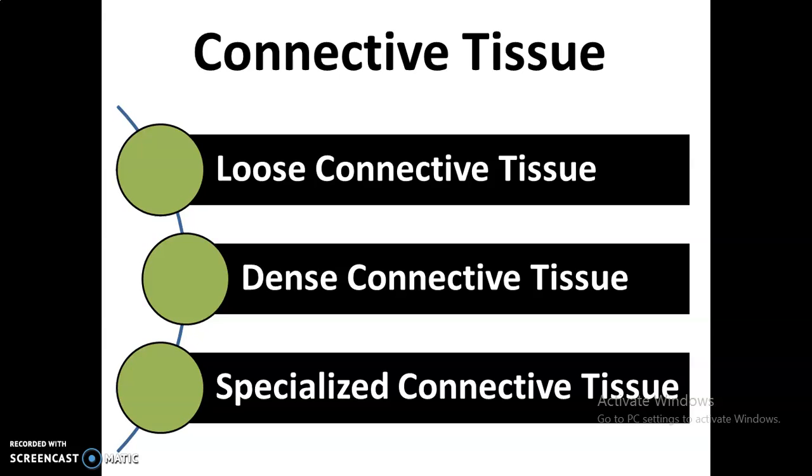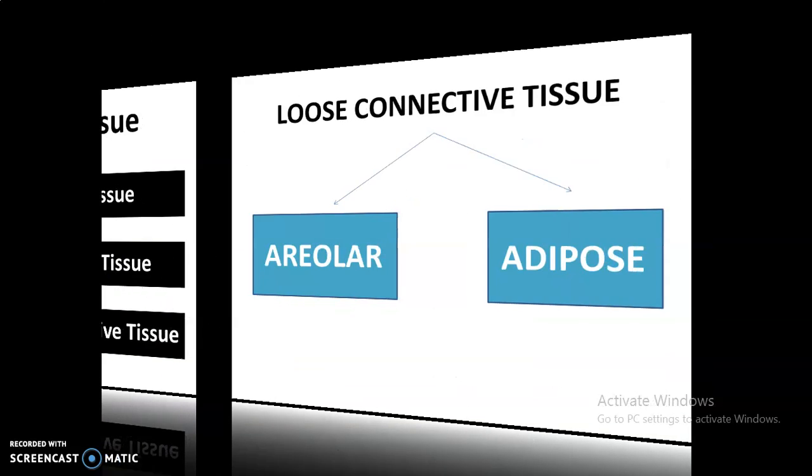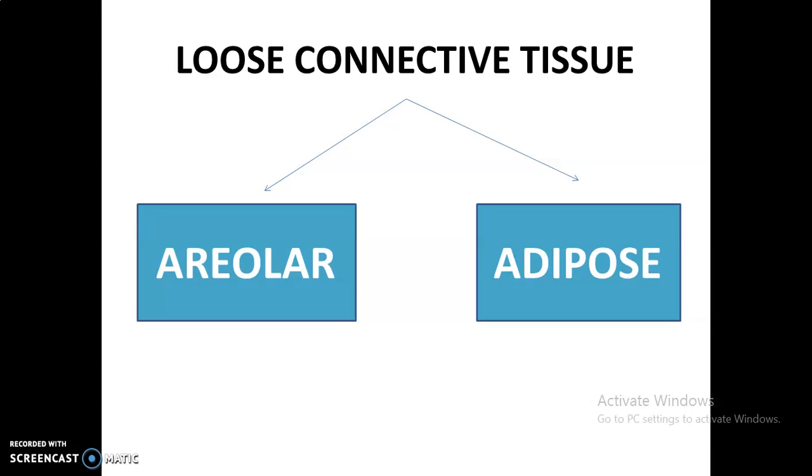Now, we will learn about loose connective tissue. Loose connective tissue is again of two types, that is areolar and adipose. In loose connective tissue, the cells and fibers are loosely arranged in a semi-fluid ground substance. Areolar tissue places our organs in the body in their own places.